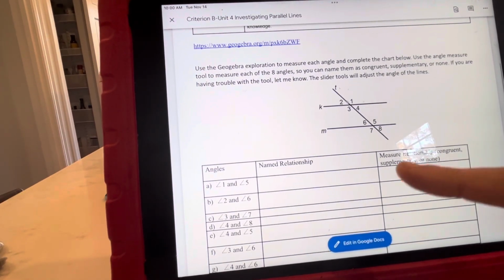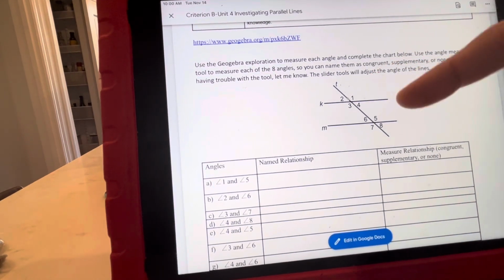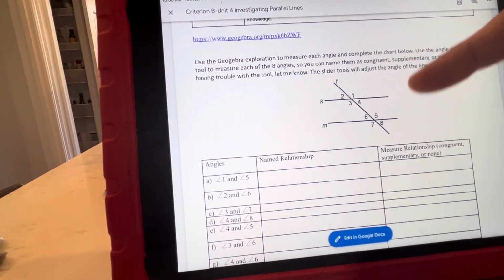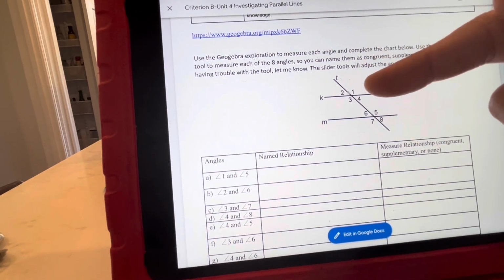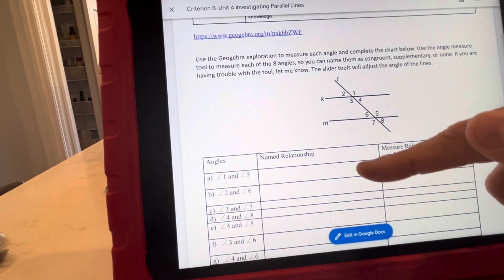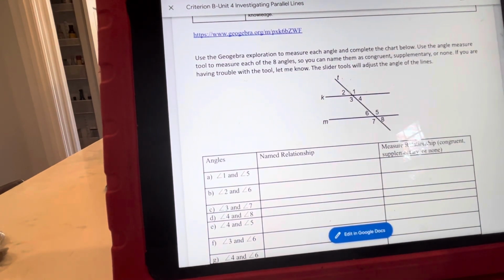So for instance, 1 and 5, I'll give you the first answer. 1 and 5, they're both the top and the right of the vertex, they're vertices. And so those are corresponding angles. So right there, we would write corresponding.